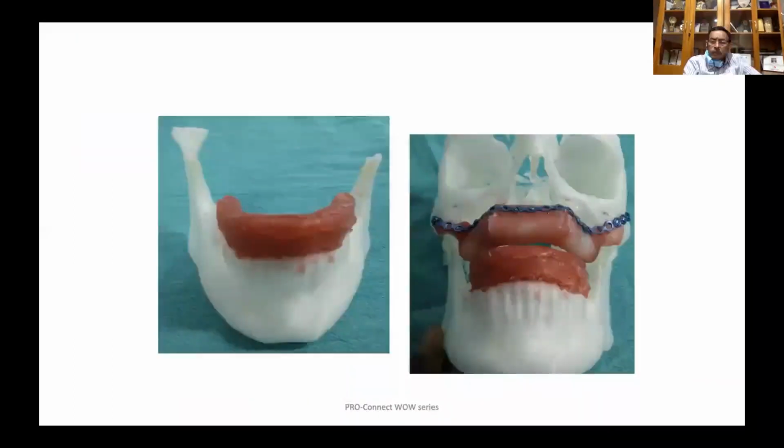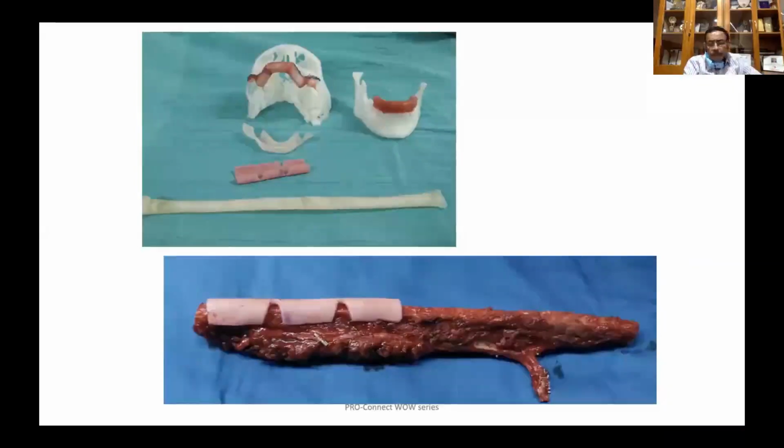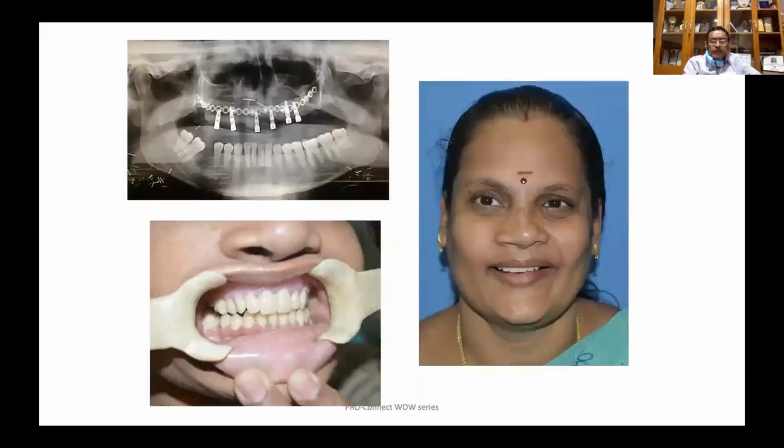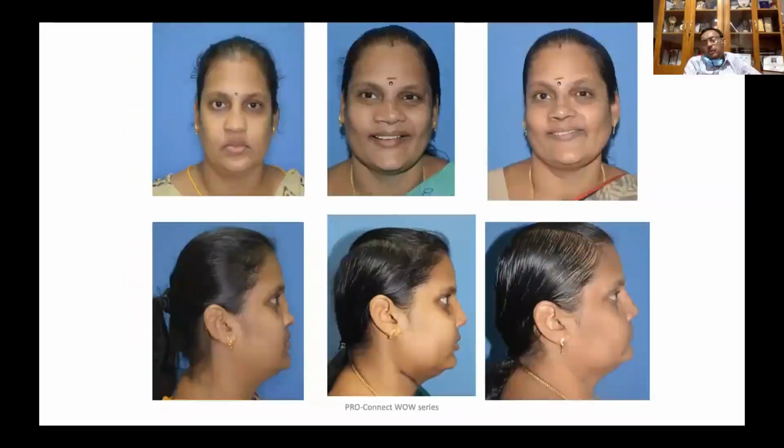This is the inverse planning which I showed you. You can take a model of the fibula, cut it, use cutting guides, and then finally get it there, and then get it like this. So 3D planning plays a role.